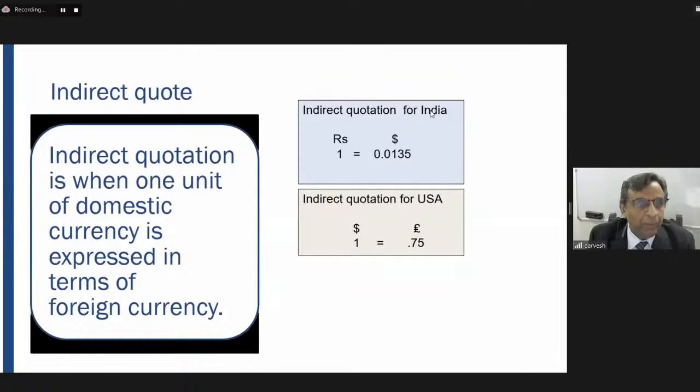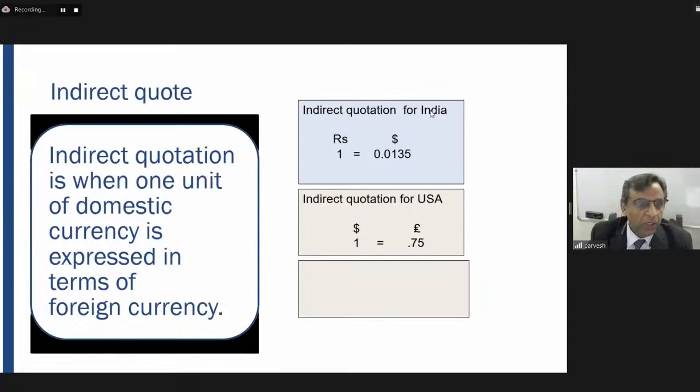Now we look at another example, indirect quotation for USA. $1 is equal to how many pounds? This is an indirect quote for USA because it expresses 1 unit of domestic currency, the dollar, in terms of foreign currency. So $1 will cost you how many pounds? But the same quote will become a direct quote in England, where they would like to know how much $1 would cost them in terms of pounds. Similarly, $1 is equal to how many rupees.